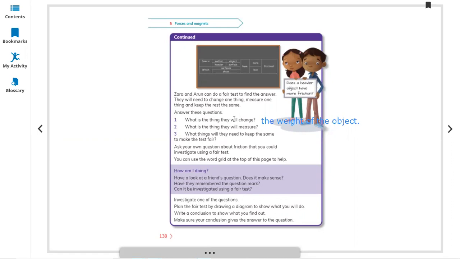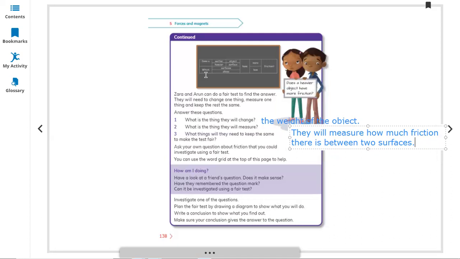What is the thing they will measure? They will measure how much friction there is between the object and the surface, or you can say between two surfaces. This is the answer for the second question.